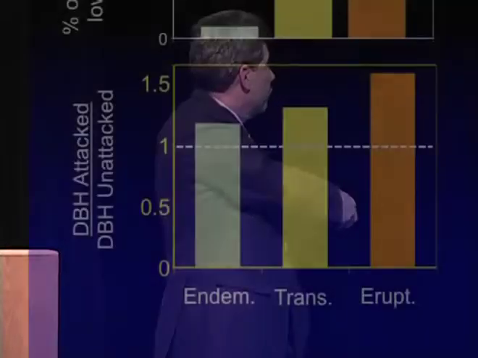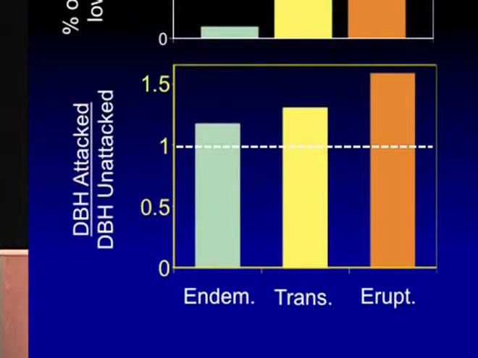And you can see the beetle's footprint here. This is the diameter of attacked to unattacked trees. In the endemic phase, that's right around 1. When it's in the transition, that's gone up. And in the eruptive phase, it in fact is getting the larger trees. And we've also seen this kind of thing with spruce beetle as well. And I don't have time to talk about the mechanism by which spruce beetle does this, but it's a combination of genetic changes in the population and signals coming off from the presence of other spruce beetles.